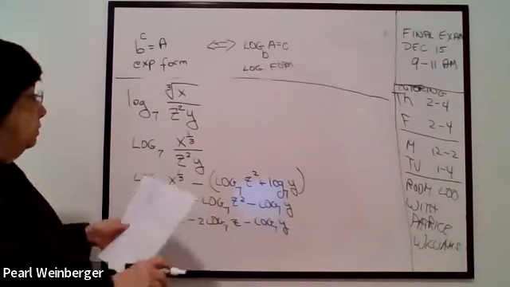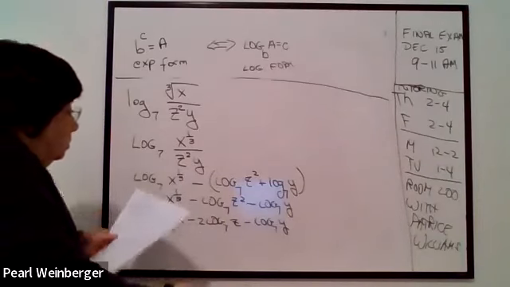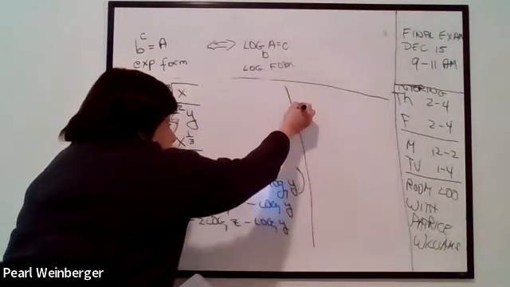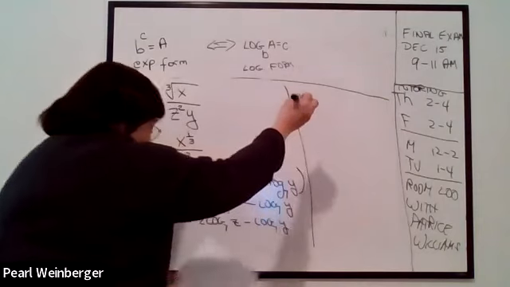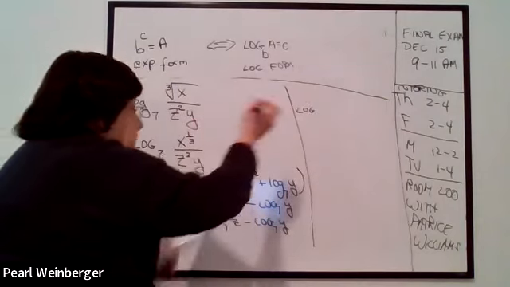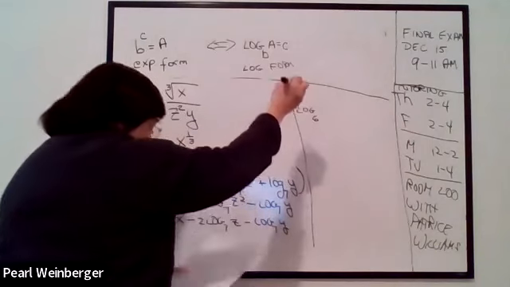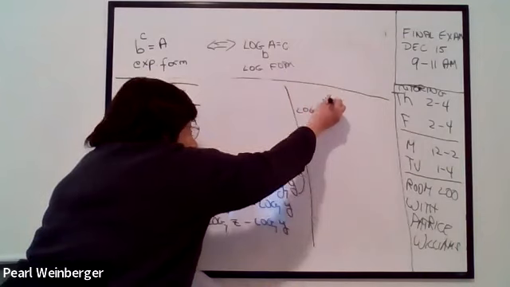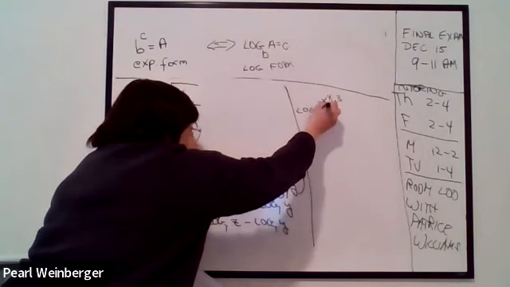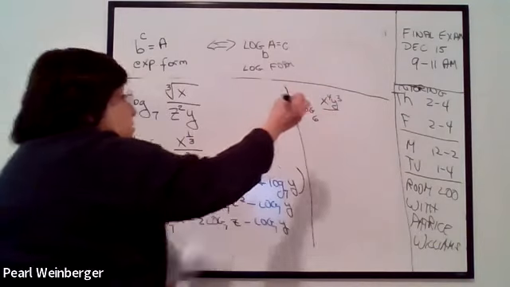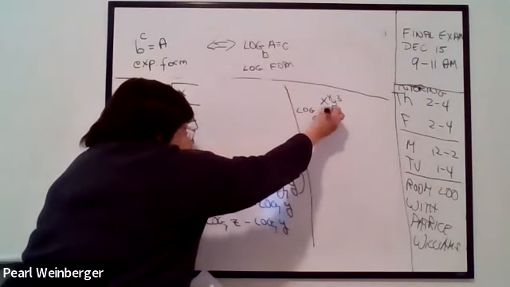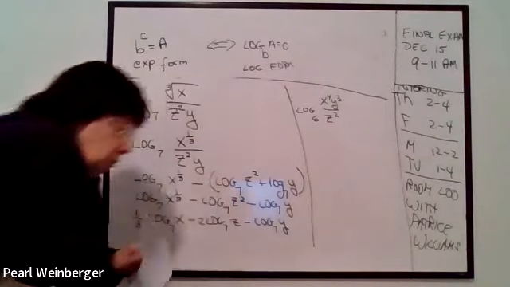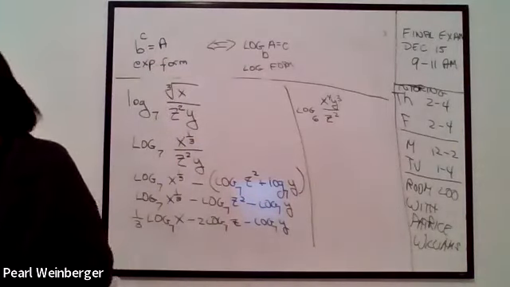Let's see if you can do this one. See if you can expand this: log base 6 of x to the fourth y to the third over z squared. Expand it like we did this one. I'll give you a couple of minutes to try that.